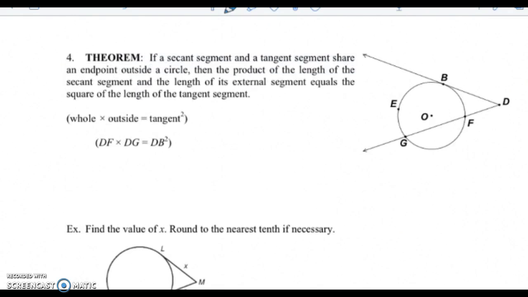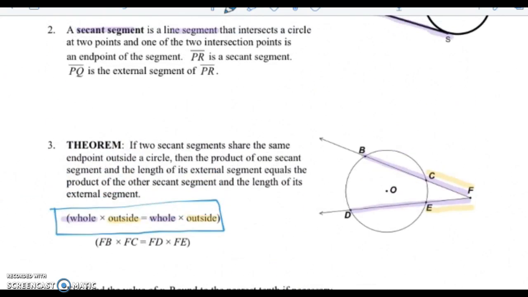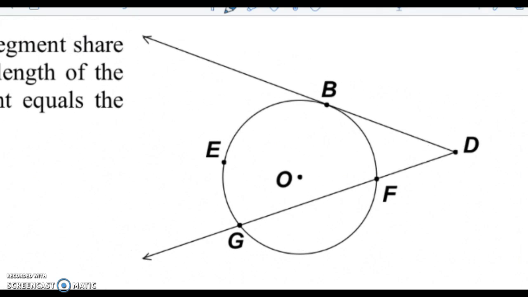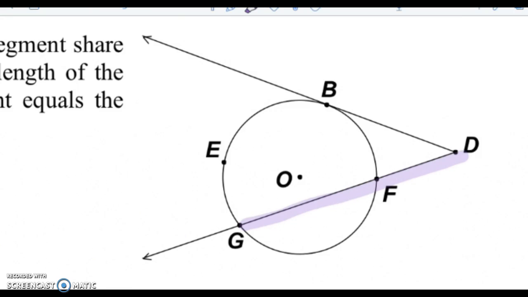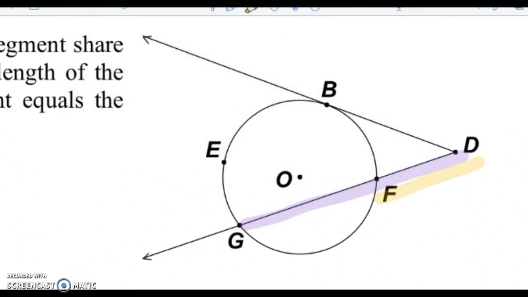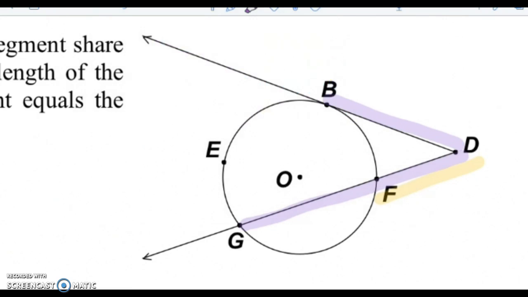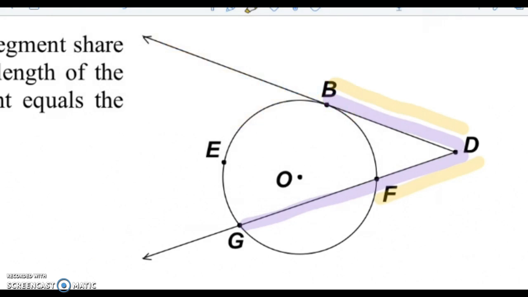So now let's look at the next one. So this one's really similar. Last time we had two secants. Here we have a tangent and a secant. So for the secant, nothing changes. It's still the whole length times the outside part. But for a tangent, that gets a little bit trickier because the whole length of the tangent is B to D. And the outside part is also B to D. So notice that those are the same length, right?